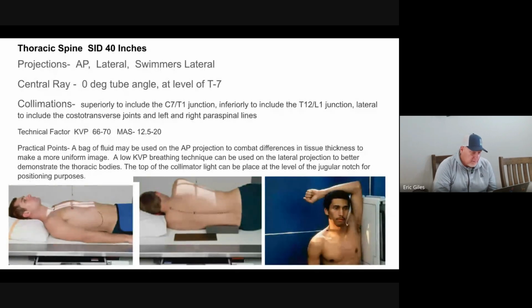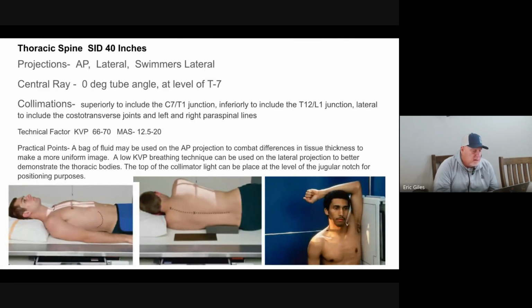Collimation wise, we want to be able to see both sides of the spine. We want to be able to see the C7 T1 junction, and we also want to see the T12 L1 junction, meaning we want the entire T-spine in there, all 12 vertebrae. For the lateral, include the costotransverse joints and the left and right paraspinal lines.